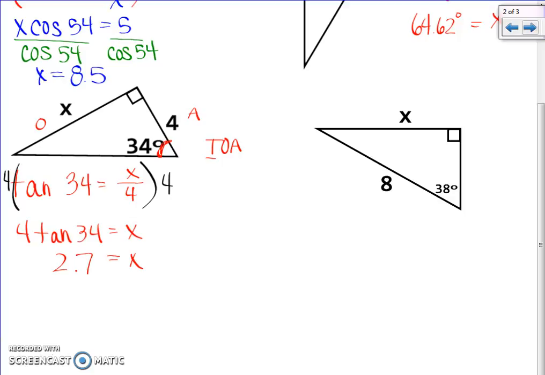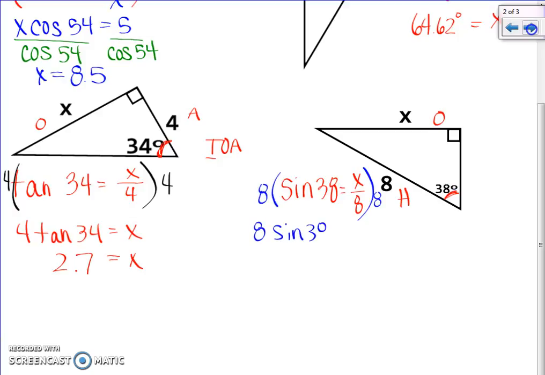All right, over here. Here's our angle. What two sides do we have? We have opposite and hypotenuse, which means we're using sine. So we've got sine the angle. We go opposite over hypotenuse. And we multiply by what? So we got 8 sine 38. 4.9.